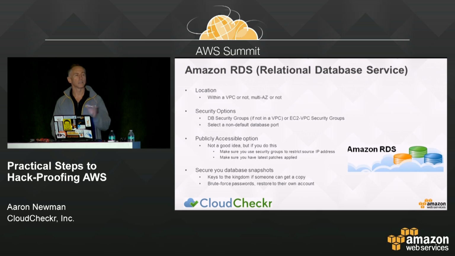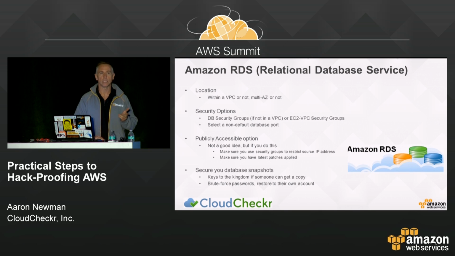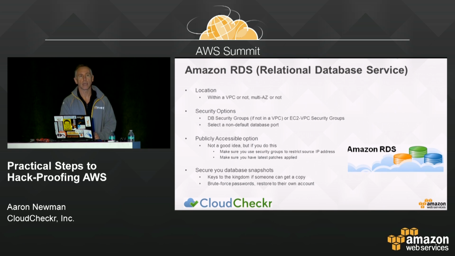So RDS can sit within a VPC or not. Again, you should always try to put it in a VPC. It adds such rich security capabilities. If you put it outside of a VPC, it's kind of this new island of its own that can end up being attacked. There's a ton of security options. If it's sitting outside of a VPC, they have DB security groups. If it's sitting inside a VPC, they use EC2 VPC security groups. So you have to understand that.